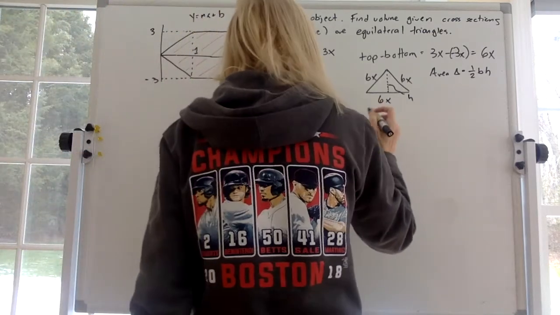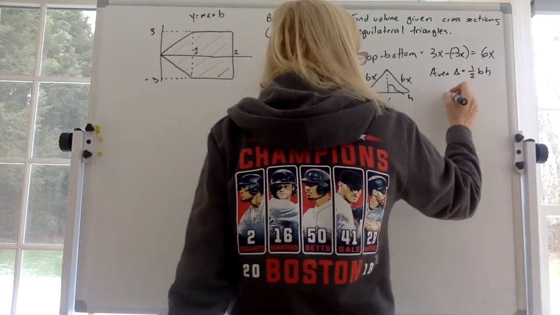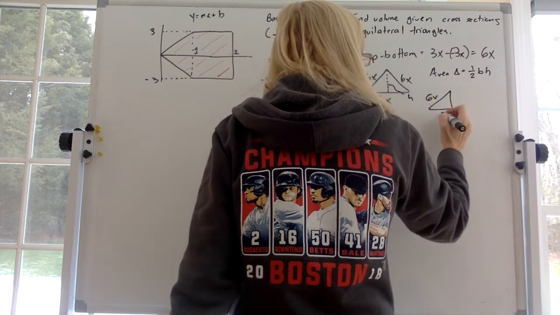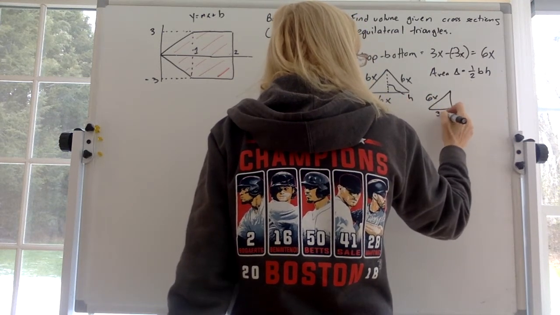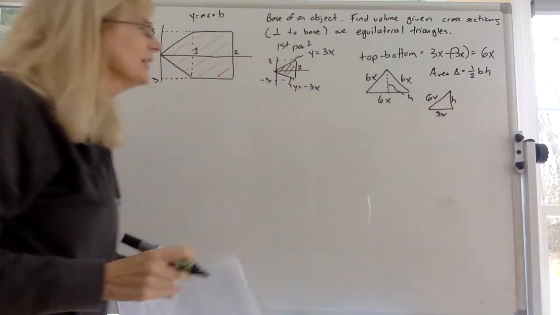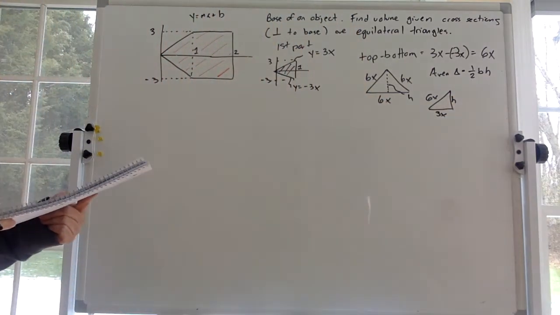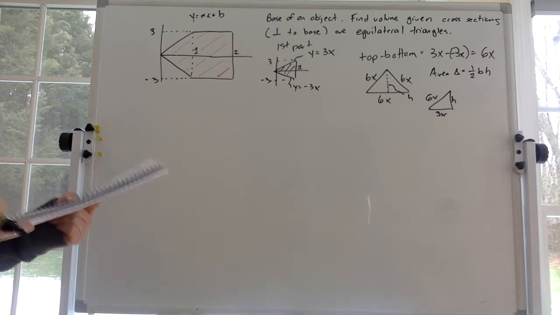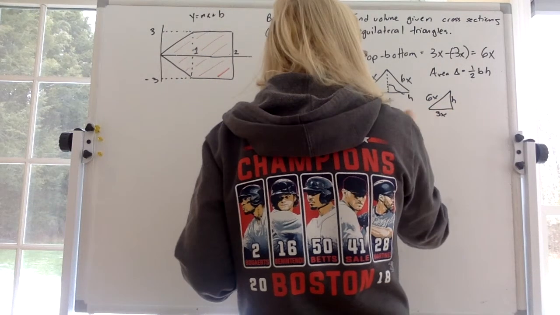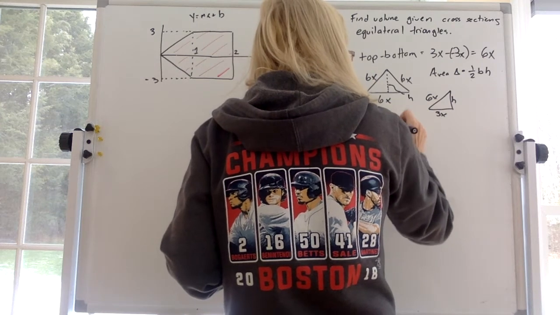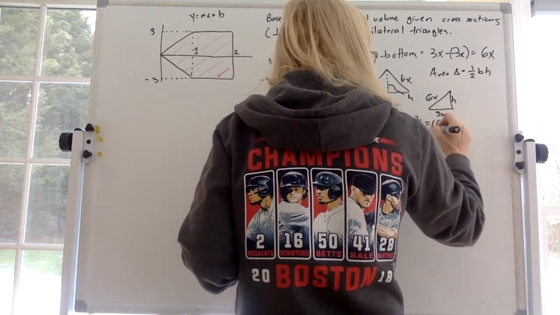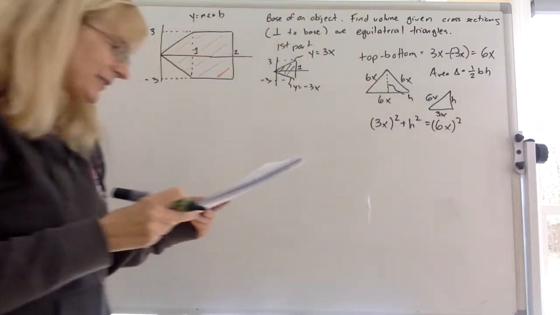How are we going to do that? Well, think of it this way, guys. This is 6x here. This is half of the 6x, that's 3x, and this is the height, right? We want to figure out the height. So can we use the old Pythagorean theorem? I think so. So it's (3x) squared plus h squared equals (6x) squared. Right? Did I do that right?